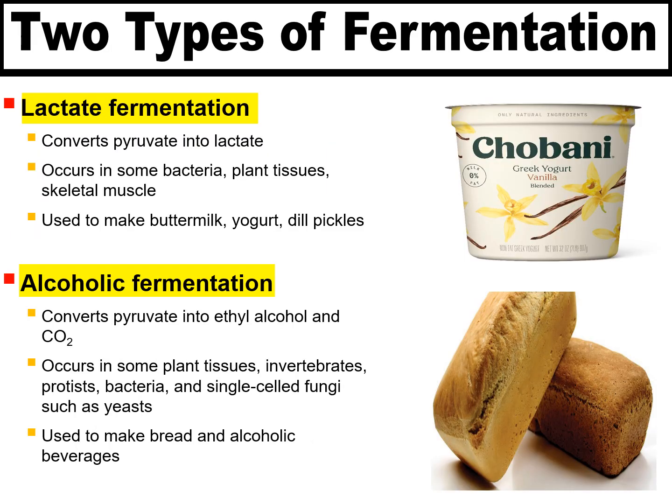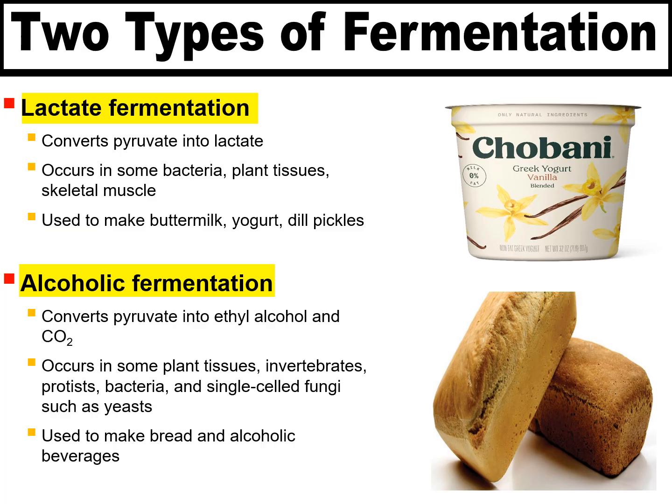There are many types of fermentation reactions that exist in nature. Two major types of fermentation are shown on this slide. Fermentation reactions are named based on the organic molecule produced as an end product. The end product of lactate fermentation is lactate. The end product of alcoholic fermentation is alcohol.